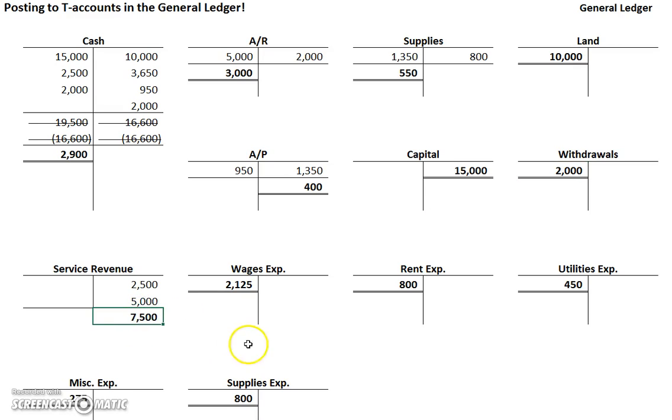Service revenue, obviously a revenue account, its normal balance is on the credit side. And then all of our expenses have proper normal balances as debits. And that was an example of how to post from your general journal entries to your T accounts in the general ledger and to get balances in your T accounts.